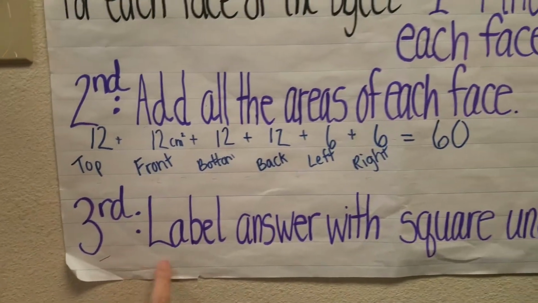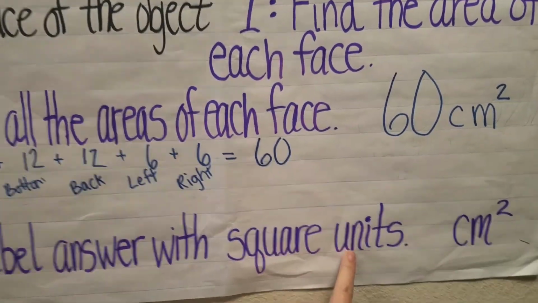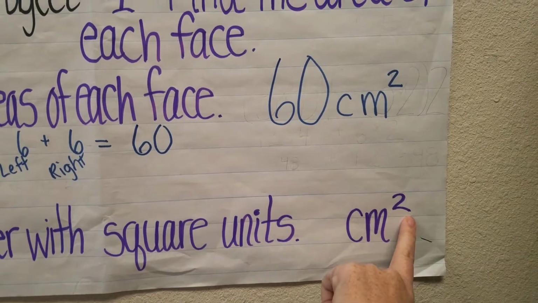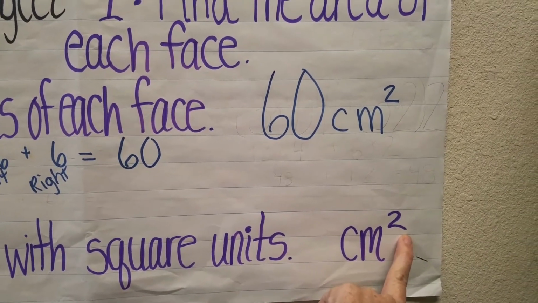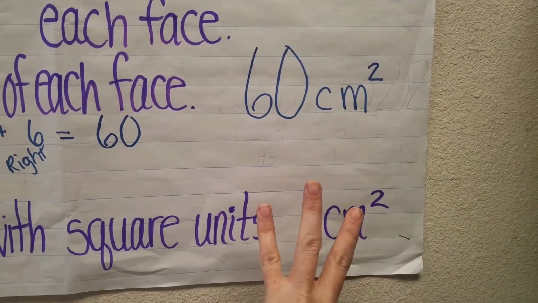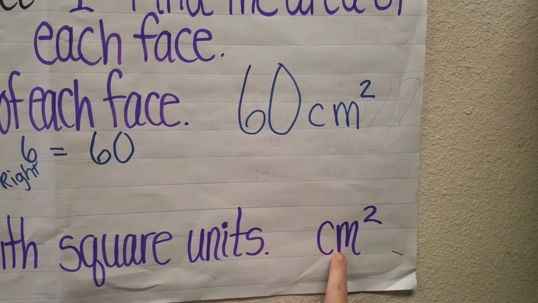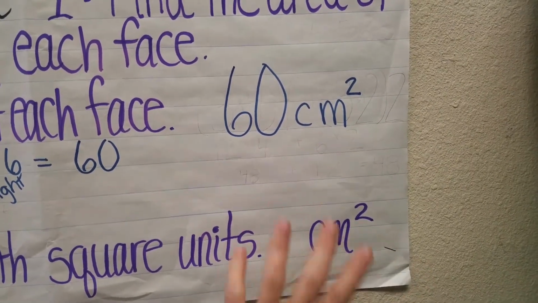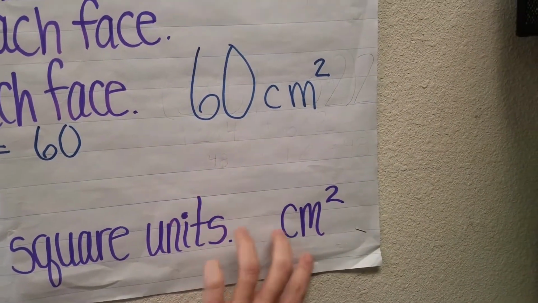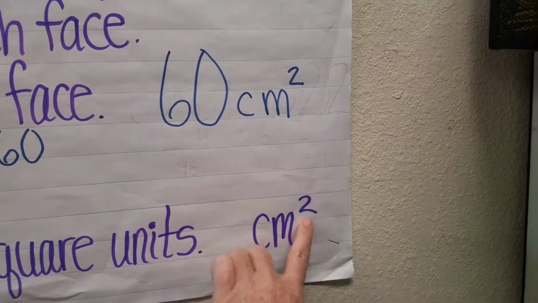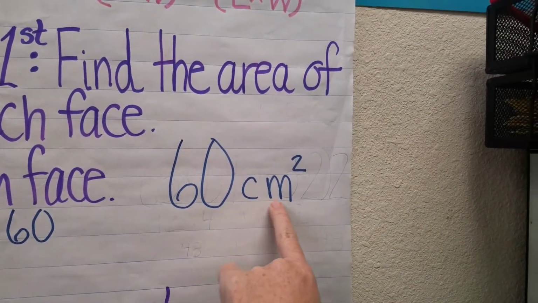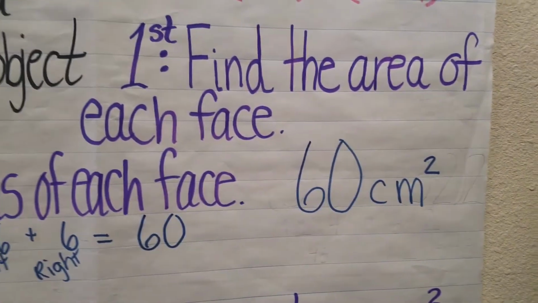The last thing we need to do is label the answer with square units because we're only dealing with 2 dimensions. Okay? With volume, we deal with 3 dimensions, but with surface area, it's 2 dimensions, length and width. So it's centimeters squared. It's very important to always put your units.